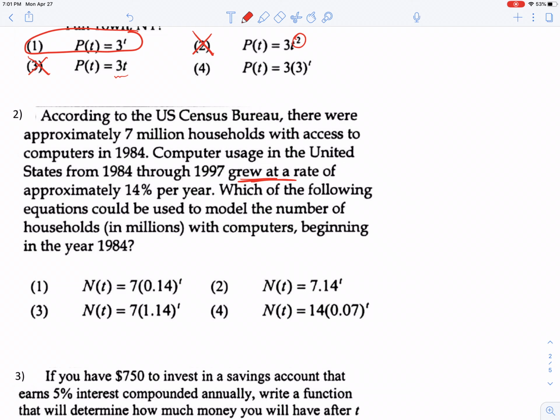Grew, so it's going to be going up. So looking at my 4 choices, if I look at the bases, I can now eliminate 2 of the choices. Out of here. Out of here. I could eliminate 2 of the choices here that are not representing growth.